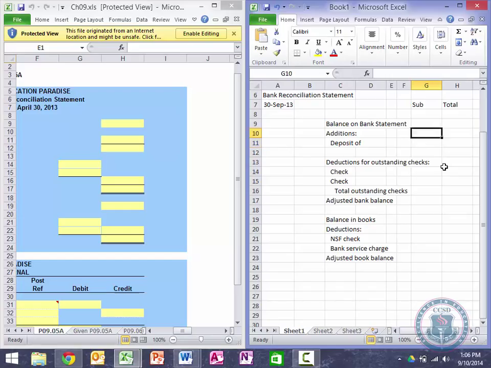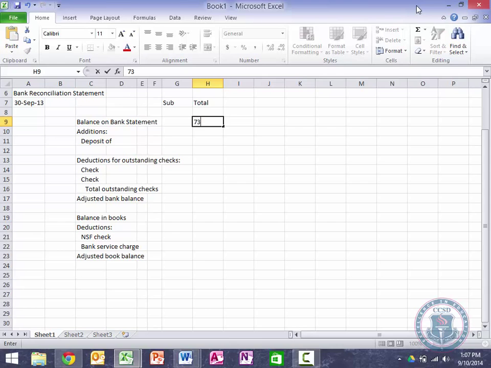So, okay, our bank statement balance, our first thing. What was the balance on the bank statement? Actually, it says balance on bank statement as of the end of September 30th. That's an important part. I'm going to actually make this full screen. What is it? 7,323.50. That's what I see.